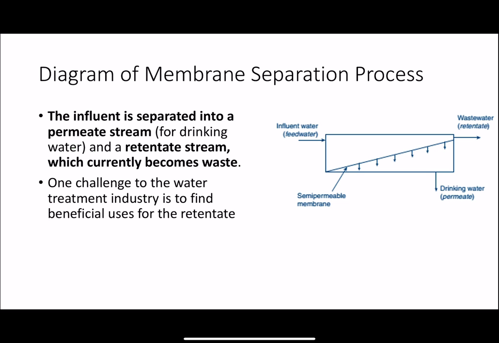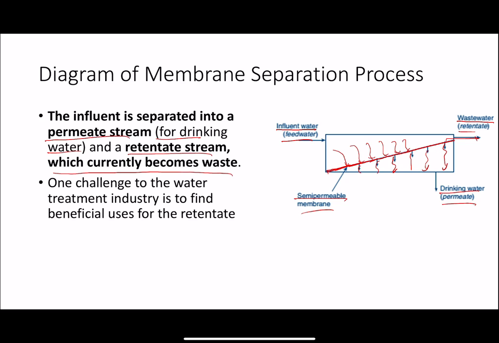This is an example of a membrane. Of course, this is the membrane here, a semi-impermeable membrane. And this is the influent water, the water coming to the system. We call it feed water. The feed water will be filtered through the membrane, the semi-impermeable membrane, as we said before. Then all this clean water coming after it is filtered from the membrane, we call it drinking water, permeate. And whatever comes out not cleaned, we call it wastewater, retentate. So the effluent is separated into permeate for drinking water and retentate streams, which currently becomes waste.